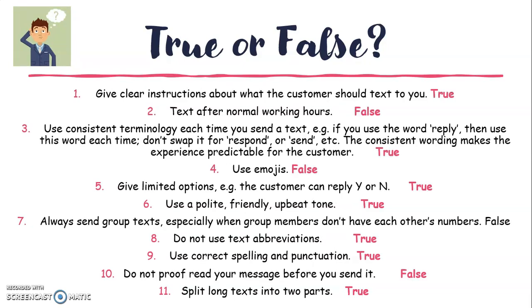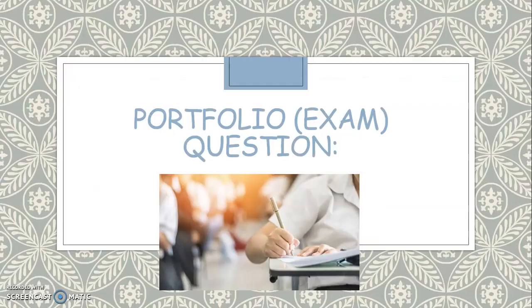Number 1 is true, number 2 false, number 3 true, number 4 false, number 5 true, number 6 true, number 7 false, number 8 true, number 9 true, number 10 false, and number 11 true.